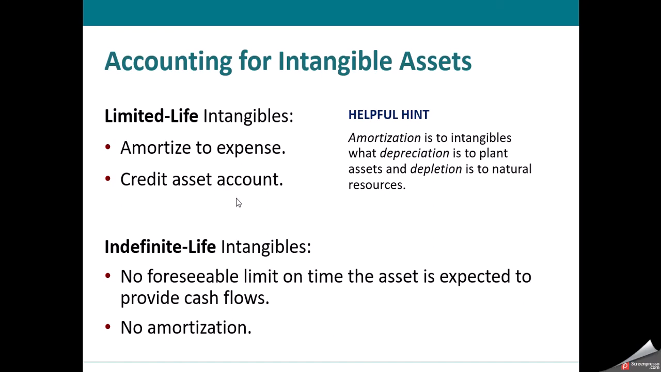Now, instead of having an accumulated amortization account, we just credit that intangible asset directly. So that makes it a little bit different than what we do with depreciation.